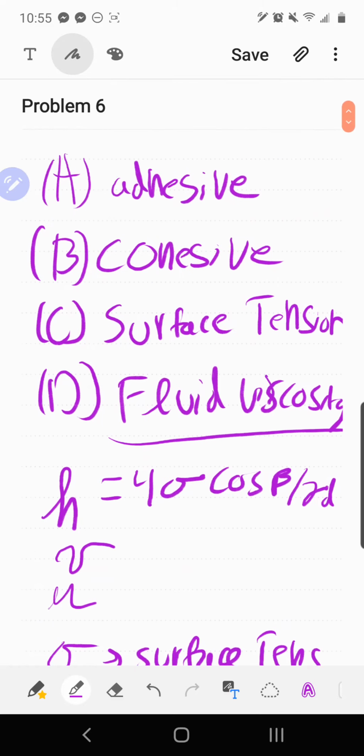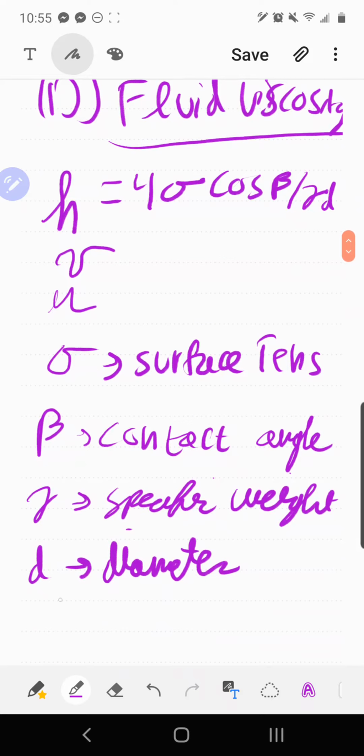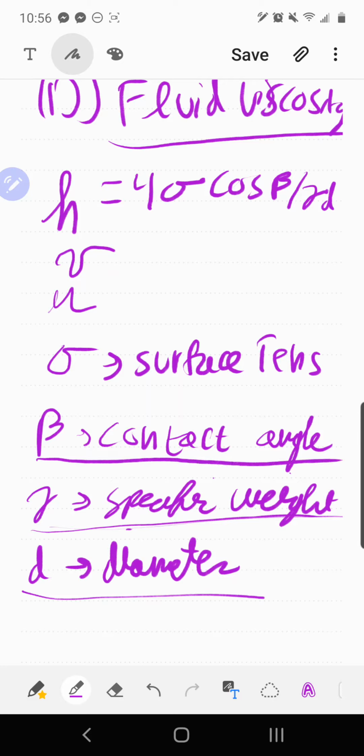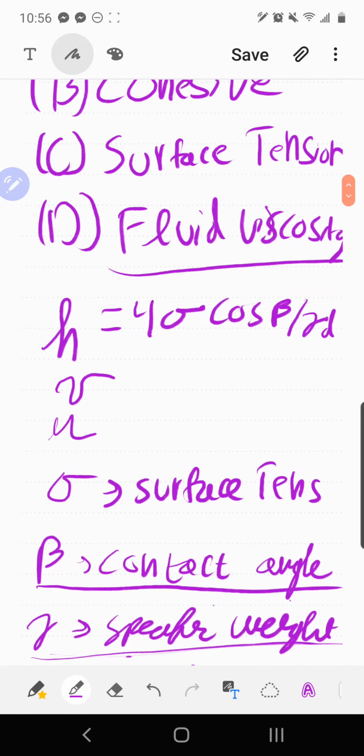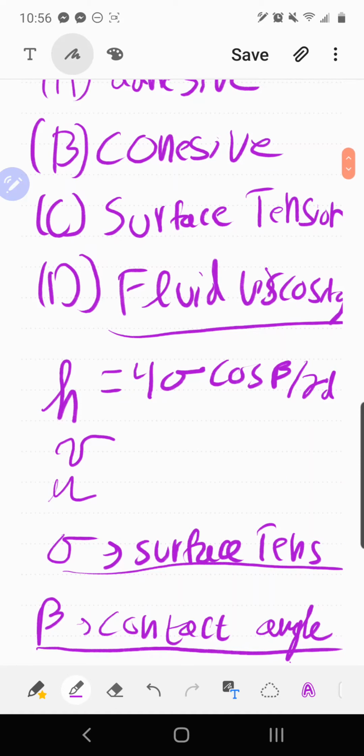So the first two choices, adhesive and cohesive forces, will depend on the diameter and/or specific weight of the fluid. So both of those we know can't be the answer because they're incorporated into these two. Also, the contact angle may also be a player in that regard. Surface tension, we have a direct surface tension contribution from the sigma term. So that basically leaves the fluid viscosity, which is not appearing in this equation, to be our answer, and the answer choice is D.